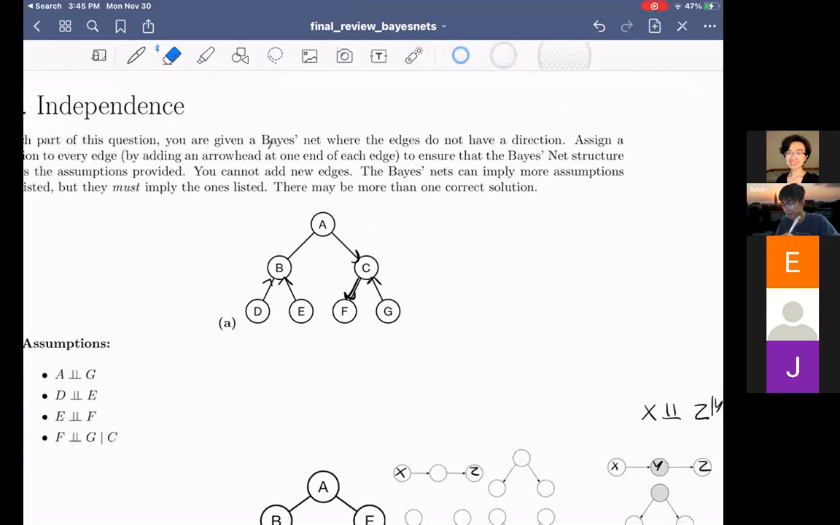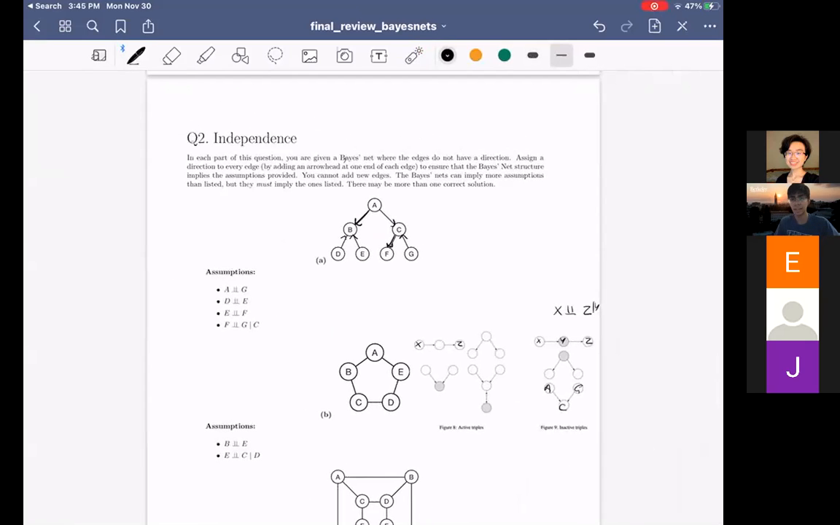So therefore, this arrow must be downwards. Now, finally, we have to reason about E independent of F. Let's once again look at the path. It goes this way, and the triples are EBA, BAC, and ACF. So we know we can't block the ACF triple. Therefore, we have to block, for example, this one, and we can block this one by once again making it a common effect. So a common effect between E, A, and B would mean we have arrows like this. All right. Any questions about this one?